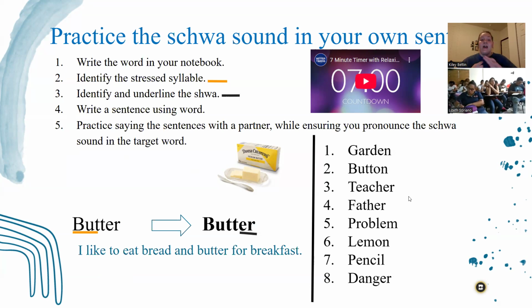So again, find that stress syllable, find that schwa, and then write that sentence and then practice that sentence with a peer or whoever is around you guys. When you're finishing up with that, you guys can just give me a thumbs up so I know how we're doing for time. I do have about a 7-minute timer here. And then as time slowly goes, I'll slowly reveal the answers instead of going over them as a whole group. Are we ready? I know you guys can do it. Okay, here we go.